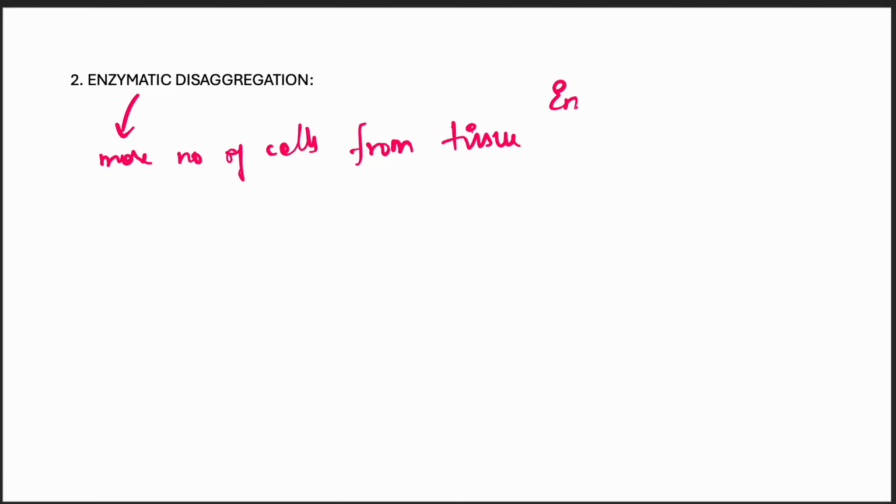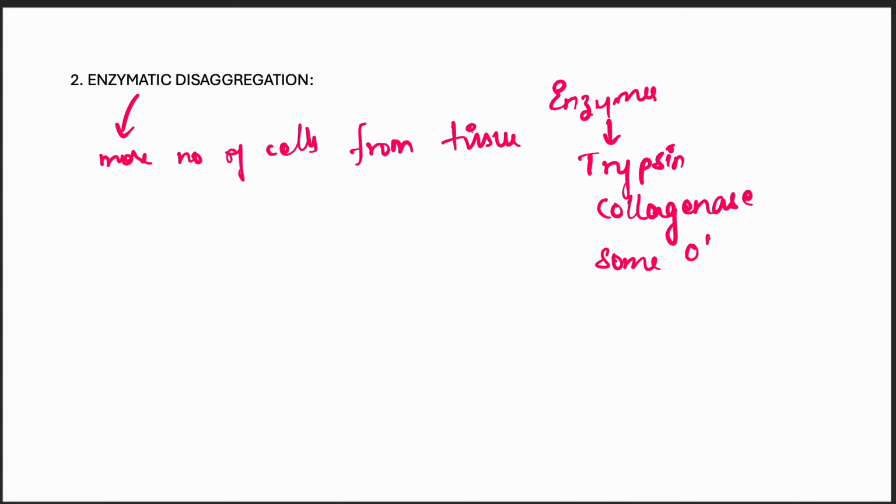The enzymes most commonly used in this method are trypsin, collagenase, and some other enzymes. So these are most commonly used for disaggregation of cells from the tissues. First, we will see about trypsin.